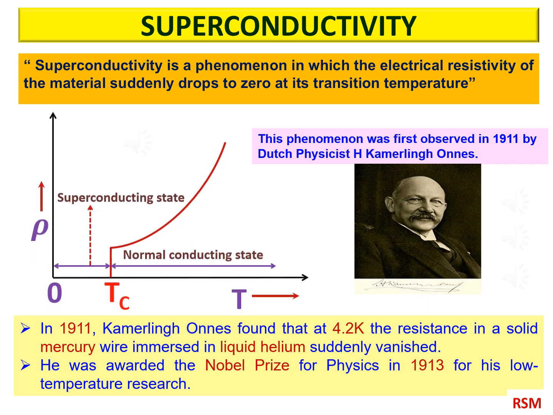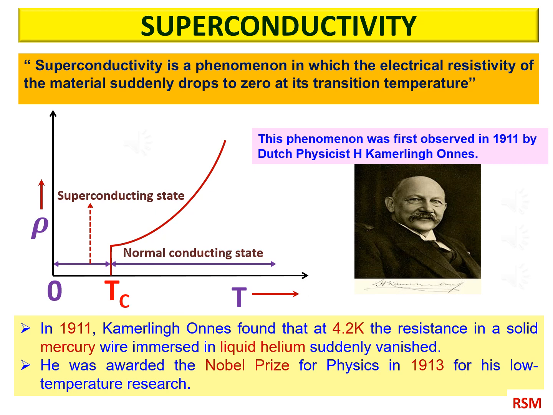The resistivity of the superconducting material, unlike normal conductors, drops to zero when it is cooled below its critical temperature using liquid nitrogen or liquid helium. The materials which exhibit this phenomenon are called superconductors. Only a few metals and chemical compounds will exhibit this phenomenon.